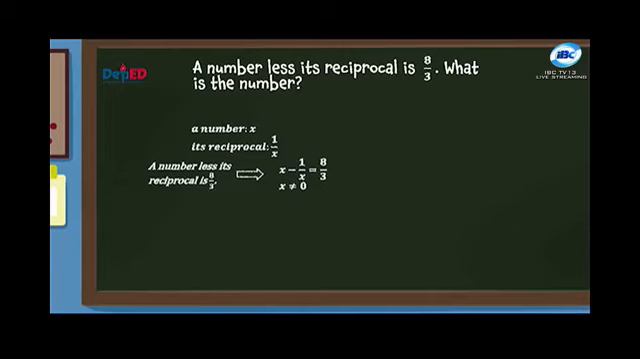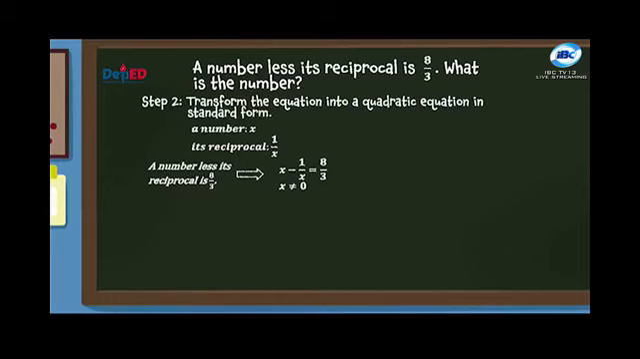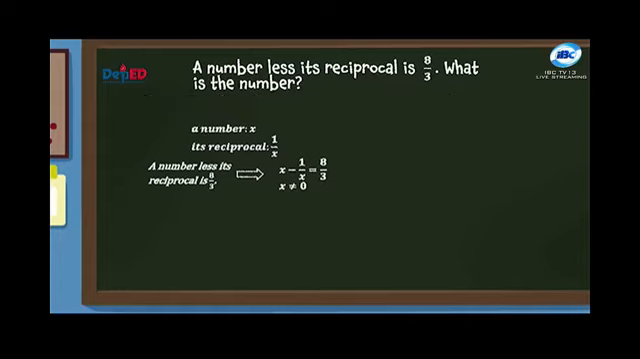Step 2. Transform the equation into a quadratic equation in standard form. The LCM of the denominators x and 3 is their product. Hence, the LCD of 1 over x and 8 over 3 is 3x. We now multiply both sides of the equation by 3x.